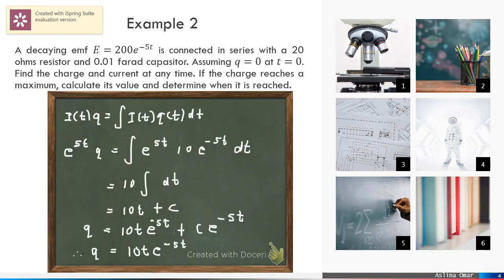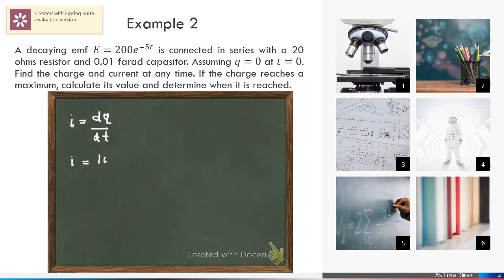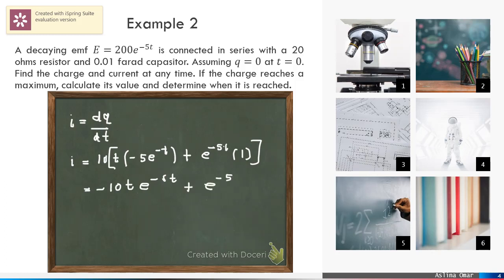So 10, so t differentiate negative 5 e to power negative 5t tambah e to power negative 5t darab 1. Pakai product rule. Tak tahu aku mengamuk korang tak pandai product rule. Sebab kat sini dia dah suruh pakai laju-laju. Okay, so you dapat negative 10t e to power negative 5t plus e to power negative 5t. So you boleh factor kan dia. So factor e to power negative 5t times 1 tolak 10t. So ini you punya current.